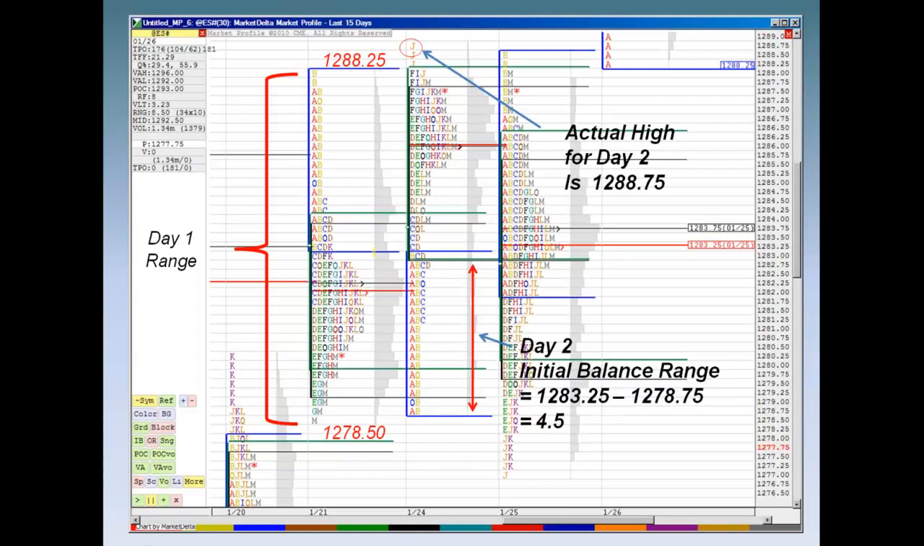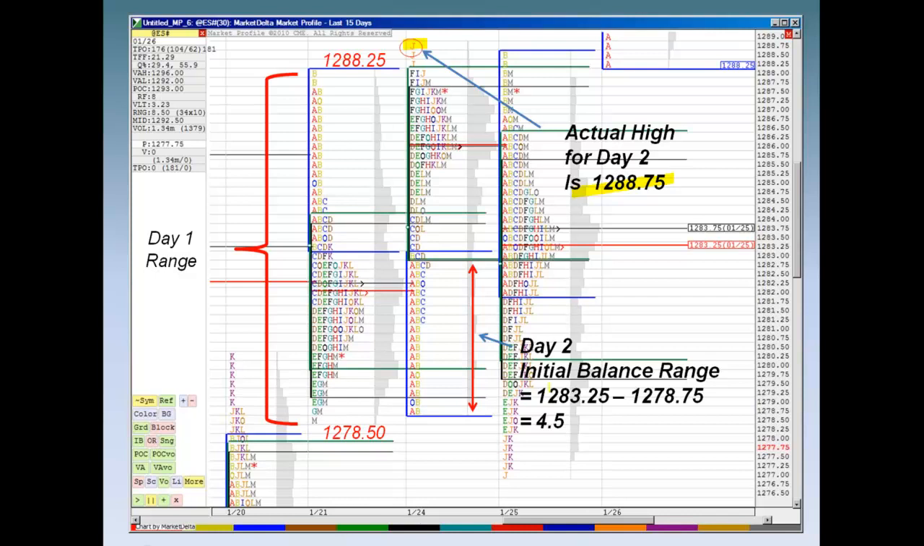Okay, now I want to show you the actual high for the day. My projection was 1288.50, and the actual high for the day was 1288.75. Now, for me, that's pretty darn close. We're never going to be exact, although sometimes we will. You will be surprised. Sometimes you'll hit it right on the nose. But this is definitely going to get you in the ballpark.